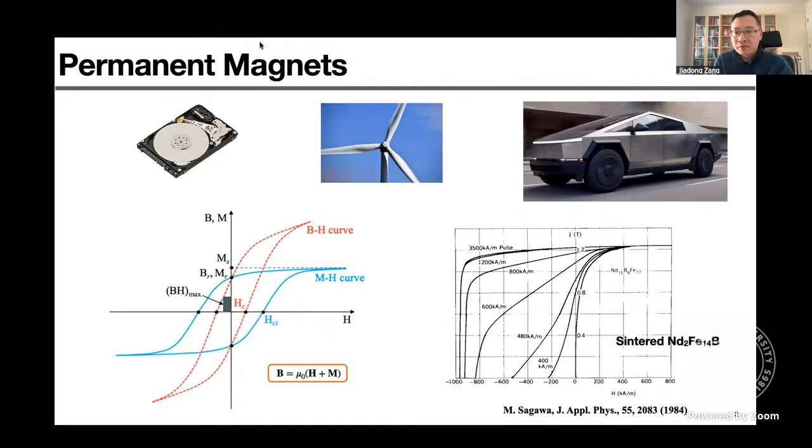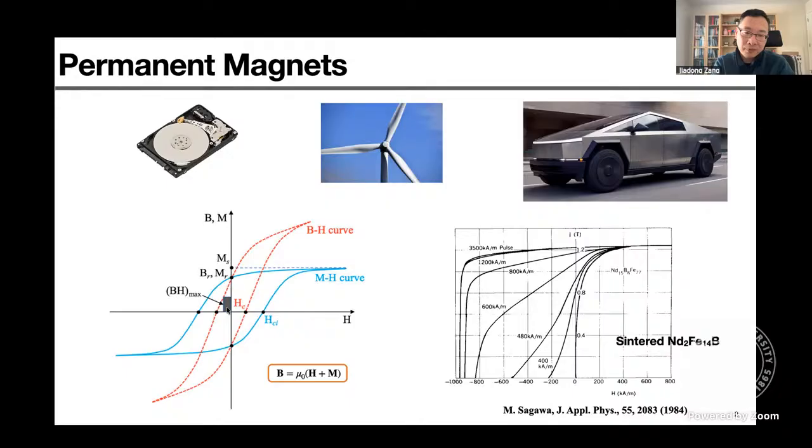Magnetic materials are used widely in daily life, from the hard disk drive to wind turbines and electric vehicles. These are so-called ferromagnets. For these ferromagnets to function well, the magnetization as a function of the magnetic field should behave this way. At large field, you polarize the magnetization, then you switch off the external magnetic field. The magnetization doesn't go back to zero, but remains at a finite value called remanence. Then the magnetization goes away only when a finite magnetic field is applied in the opposite direction, and this is what we call the coercivity field.